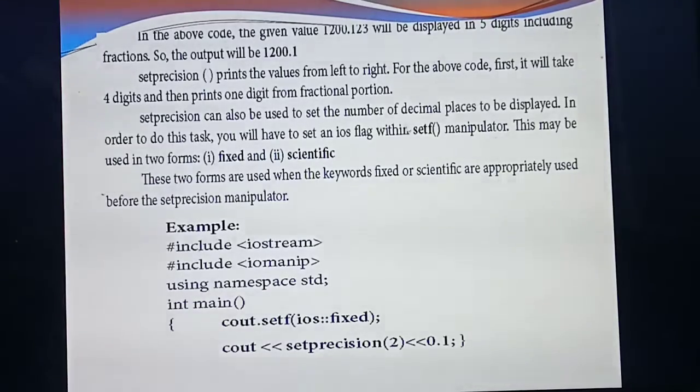What's the manipulator name? setiosflags. Inside the setiosflags, you should use a flag called ios. Understood? So what's the use of setiosflags? To display the total number of digits, or how many digits need to be displayed after the decimal point. For that you use a manipulator called setiosflags, that means set flag of. Inside that you give a flag called ios.